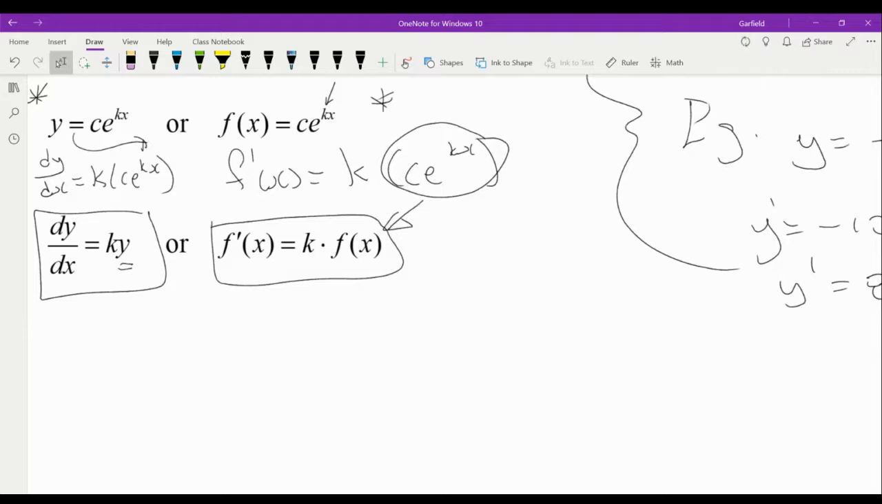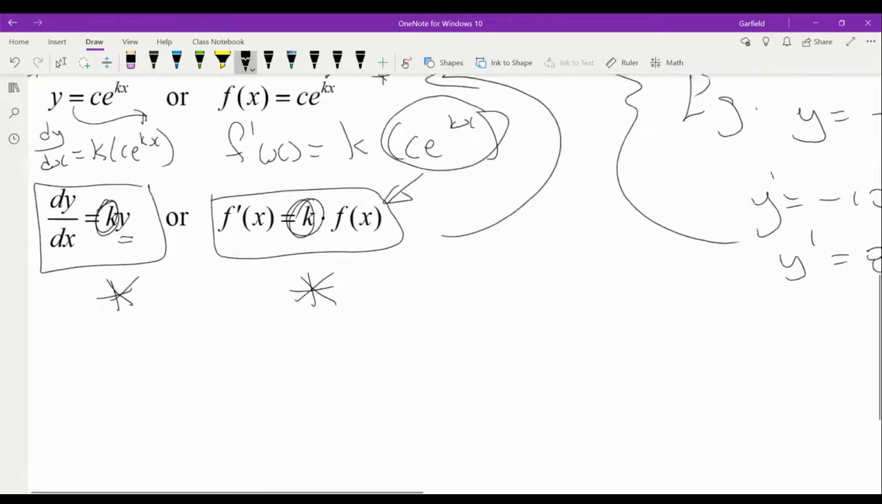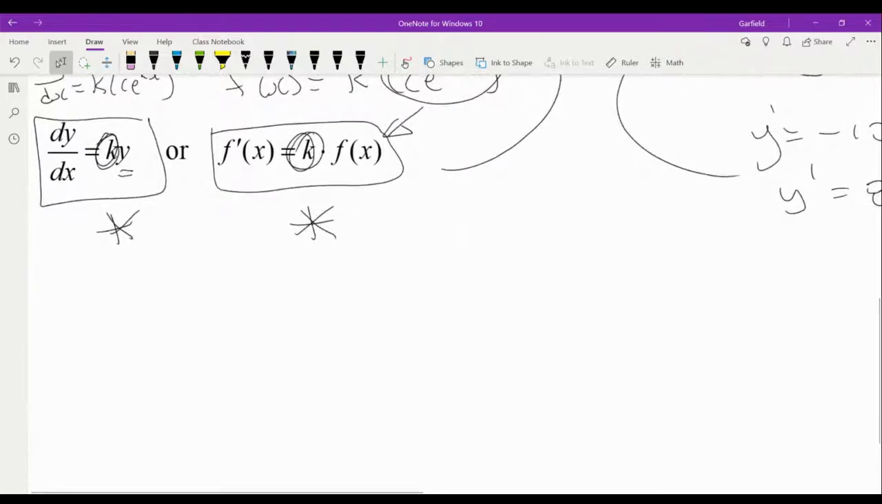What we're actually interested in doing is the reverse, going back from here to here. So if they give us either this or this, the derivative, we know that k is the number in the exponent. So let's look at a couple of problems from your homework.